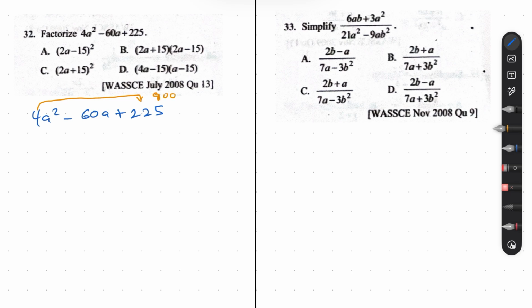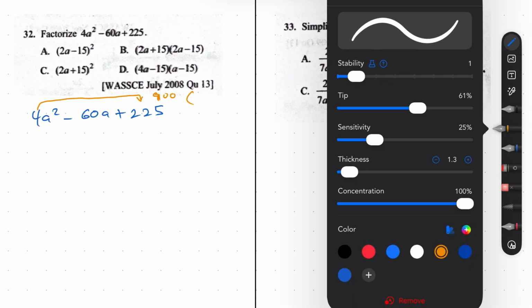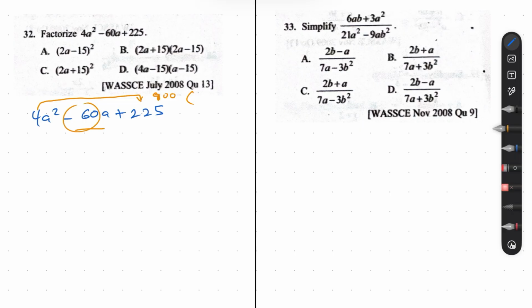Now what are two factors that when we multiply them we get 900, and when we add them we get the coefficient of a, which is negative 60? Very simple. Those numbers are negative 30 and negative 30. So we have 4a squared minus 30a minus 30a plus 225. How do we get this? Negative 30 minus 30 is negative 60. We got this from these factors. Okay, cool. Now we can group.